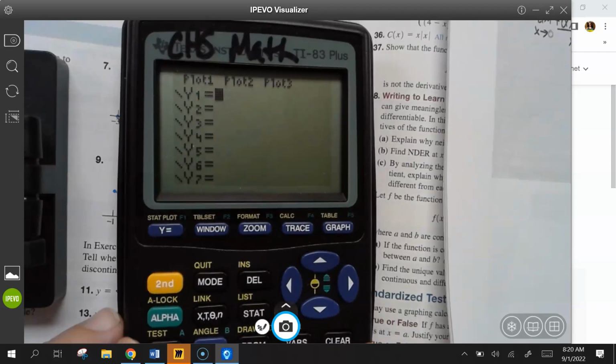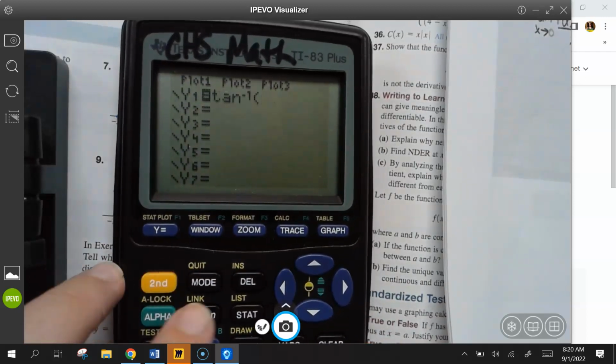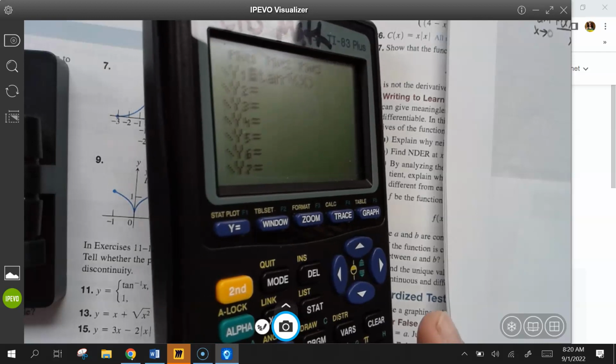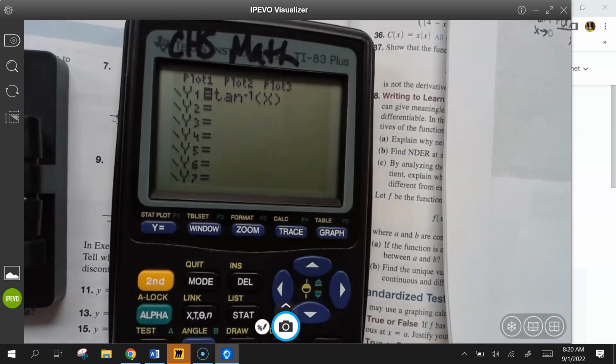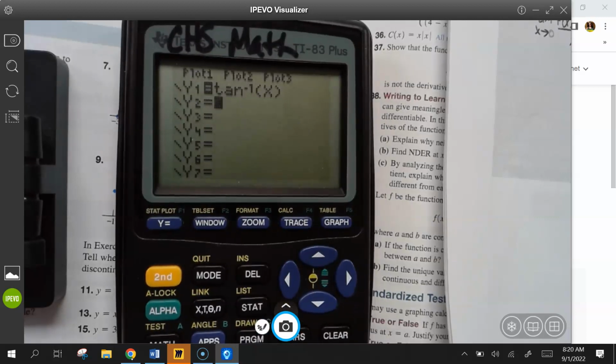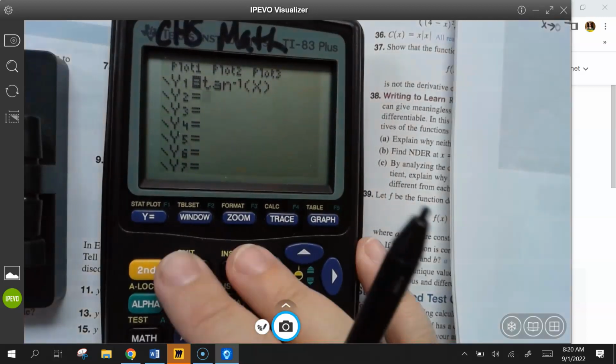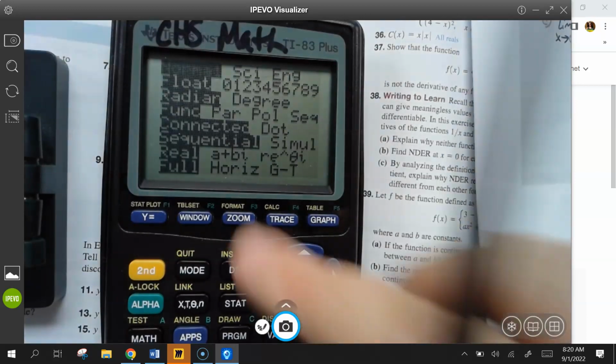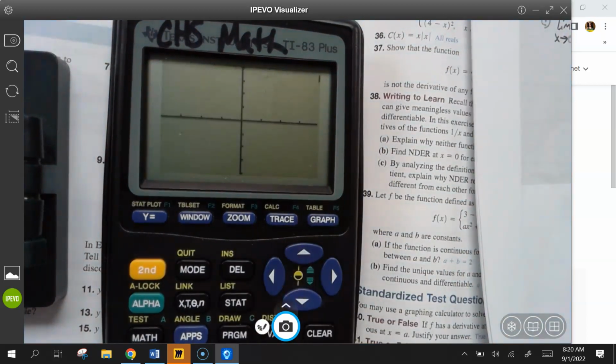Let's see. Inverse tangent, so second tan, x. And the second one is 1. But that's just plugging a hole there, it looks like. Let's see what the inverse tan looks like first. I'm going to make sure I'm in radians, and I am. I'm going to zoom 7 for trig.